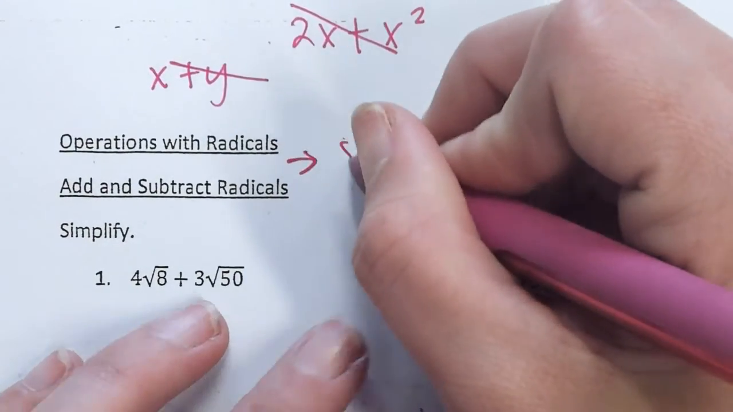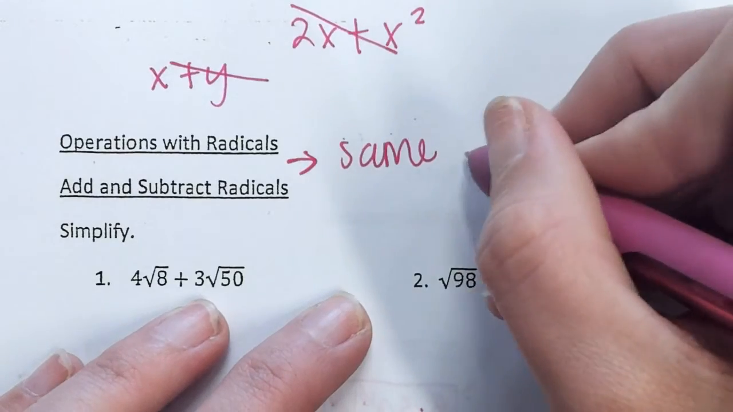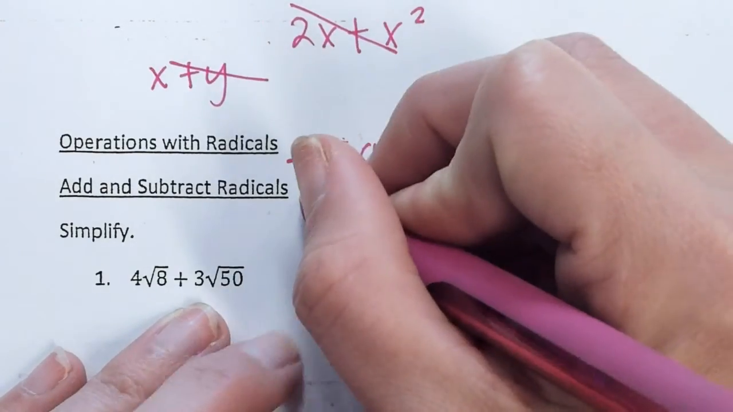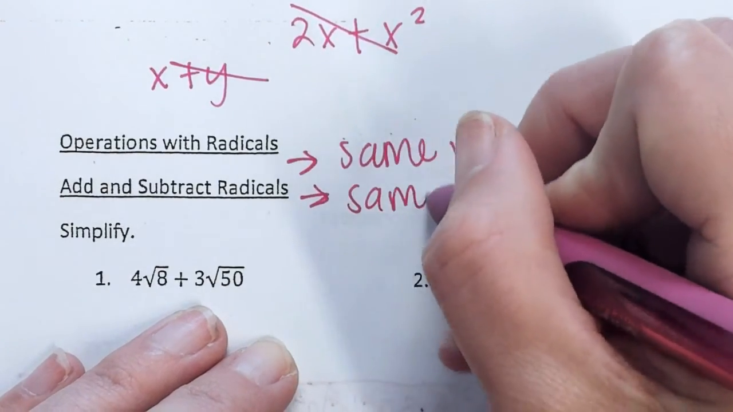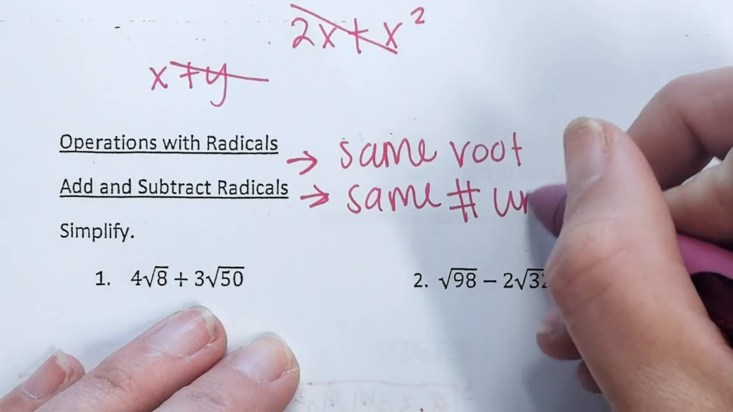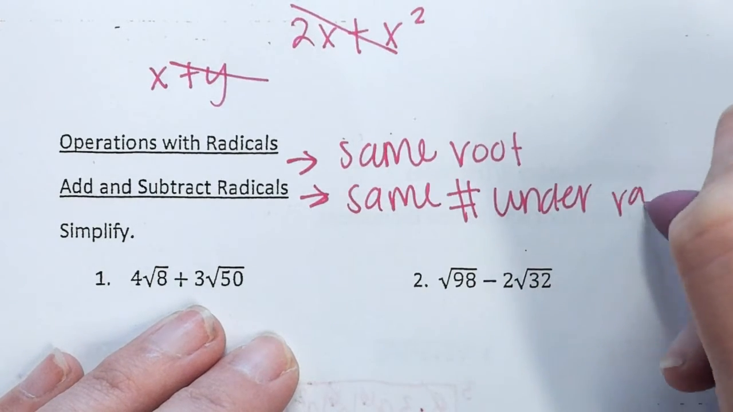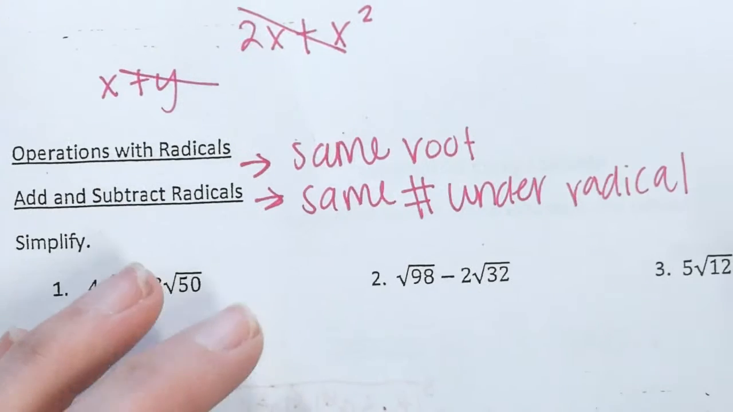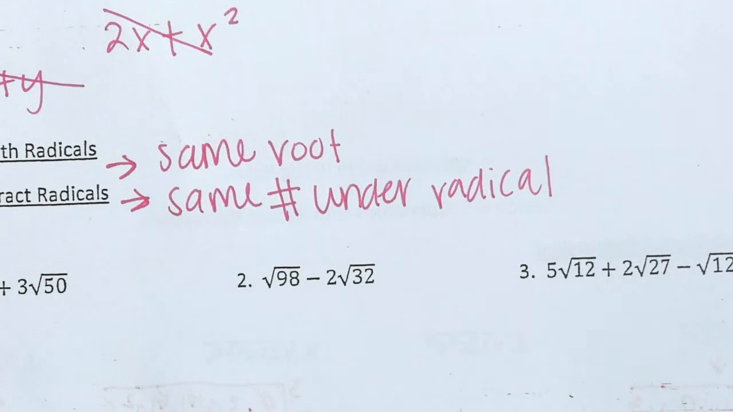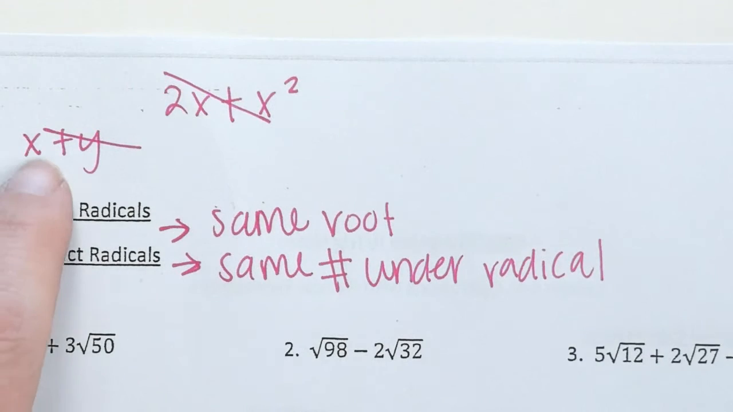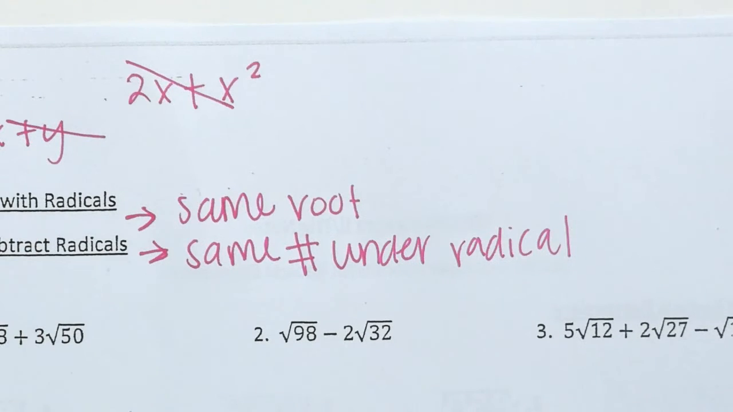Okay, so with radicals, you don't have to write that part down. They have to have the same, make sure you write this part down, same root and same number under the radical in order for us to add and subtract. If they don't, we just leave them like they are. Just like this one, we couldn't add x plus y, so you leave it like it is.